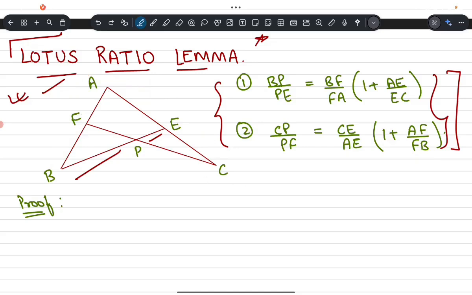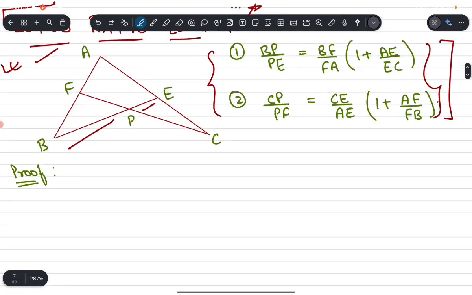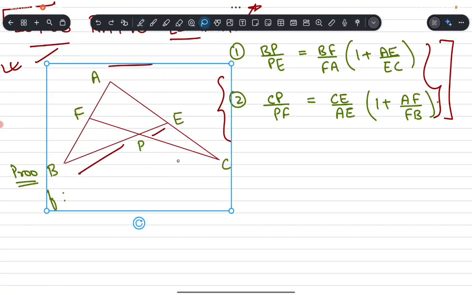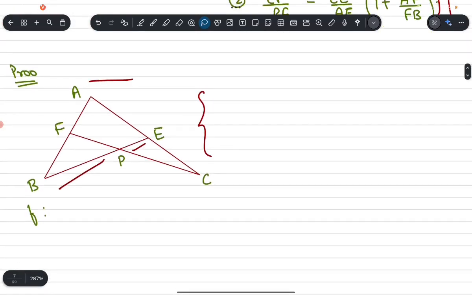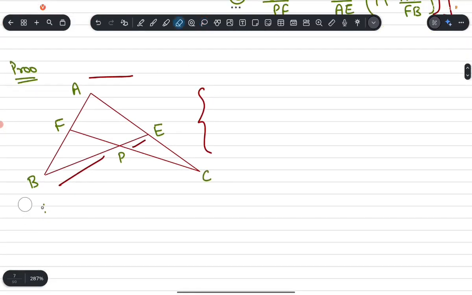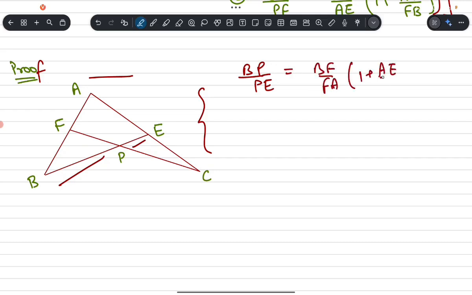Now, let's look at the proof of this. How do we prove this? Let me just bring down the diagram a bit. Okay, the F got down. It's okay. We have the proof. Okay, so we have to prove, let's say, one of the results, BP by PE. It's all an exercise of similarity. So BP by PE equals BF by FA into 1 plus AE by EC. This is what I need to prove.